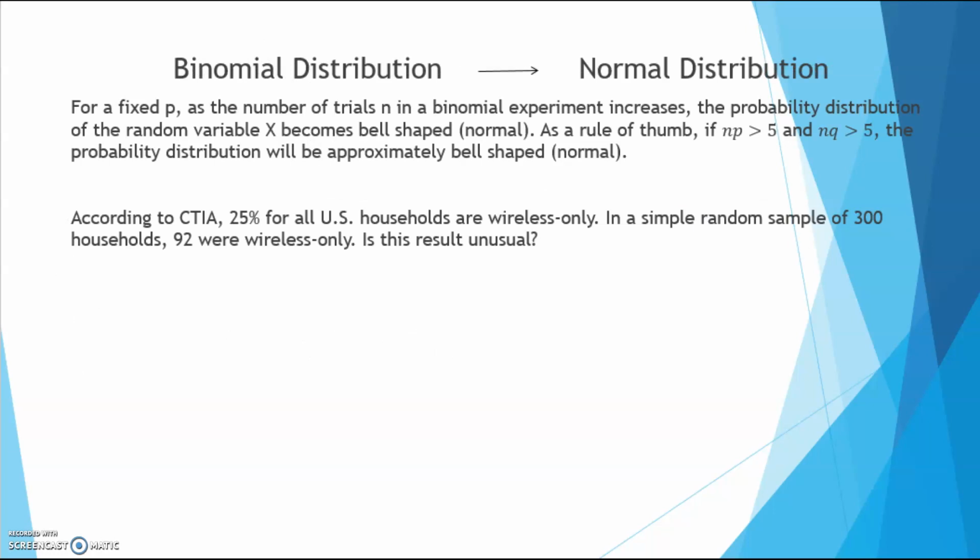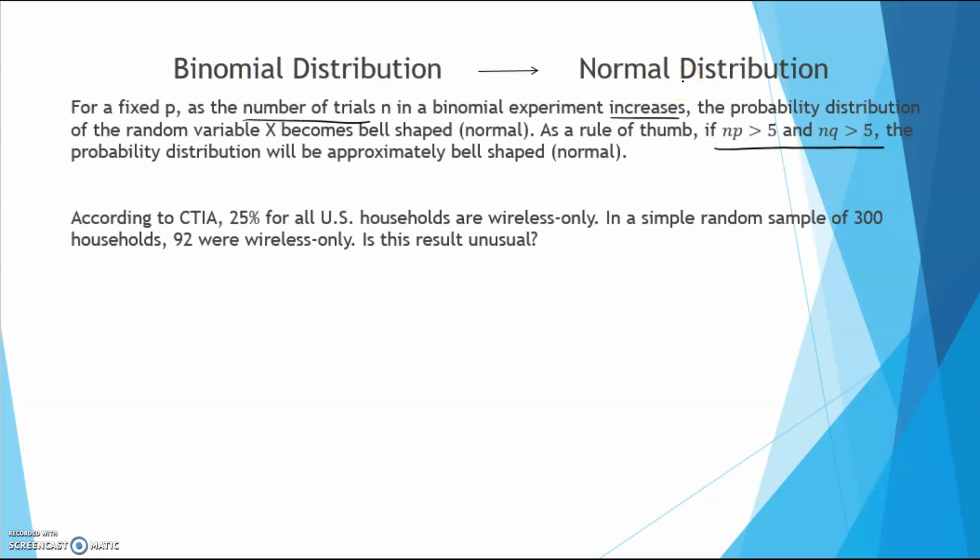Now this is talking about going from a binomial distribution to a normal distribution. Basically, if your number of trials keeps increasing, keeps getting bigger and bigger and bigger, then eventually your binomial distribution will go to a normal distribution. But to check when that actually happens, you have to use this right here: N times P has to be greater than 5, and N times Q has to be greater than 5. If these two conditions are met, then you can say that your binomial distribution is now really a normal distribution.